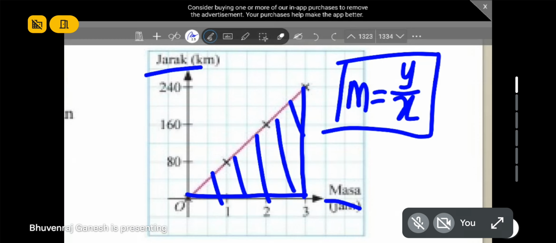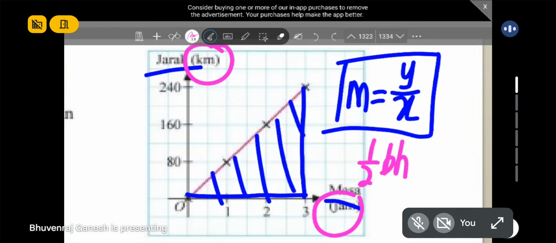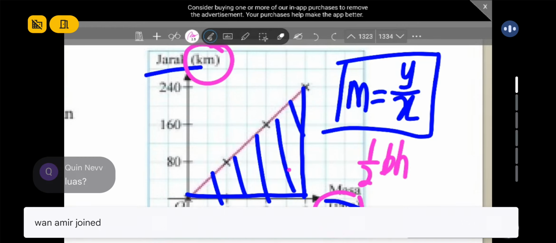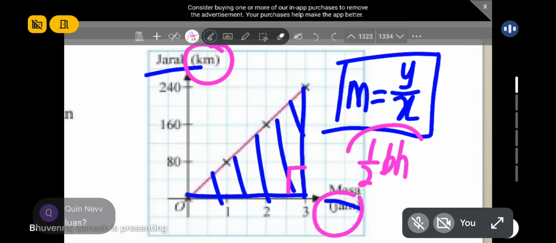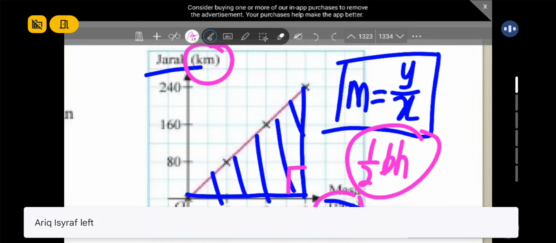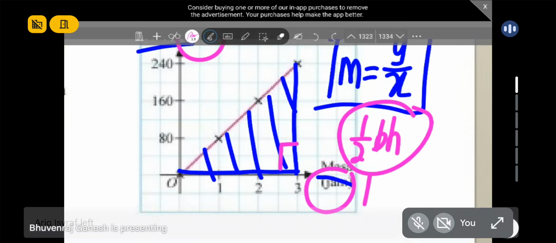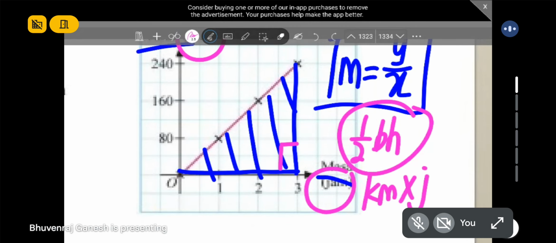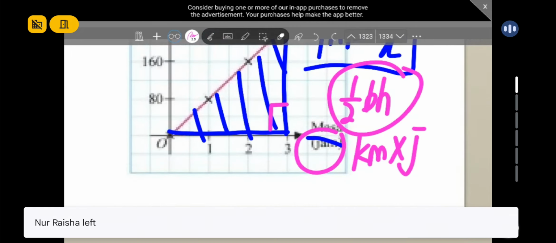Okay, so actually right guys, you can check and see. Kilometer, hour. So guys, area under graph. Area under graph you guys must multiply, right? Half times base times height, because it's a triangle. Correct? Half times base times height. So what quantity is it? It's kilometer times hour. So guys, what is this quantity? Kilometer hour.